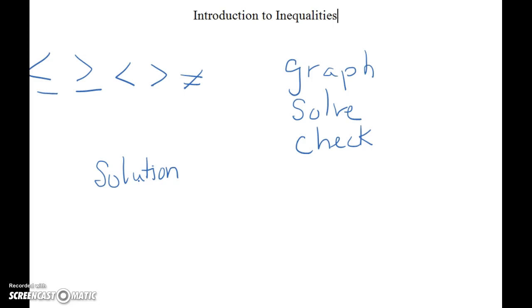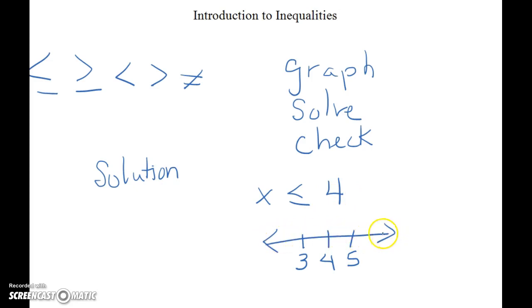Okay, let's start with simply graphing an inequality. So if I have x is less than or equal to 4, I would graph that specifically by looking at the inequality sign. So on my number line, I want to make sure I put 4 because that's my anchor number. And then I want to put a couple of other numbers just to make sure that we've got things in the right direction. Remember, the smaller numbers are to the left and the larger numbers are to the right.